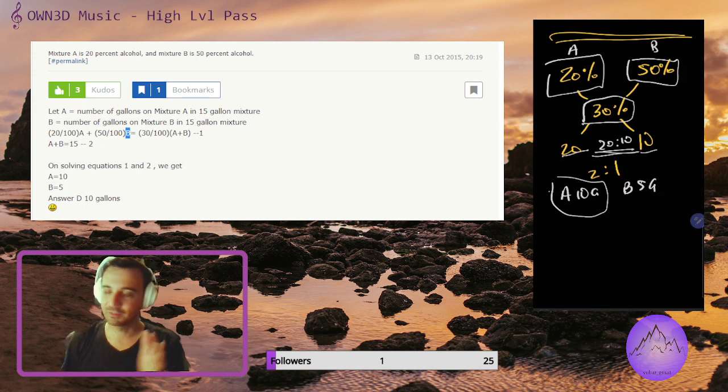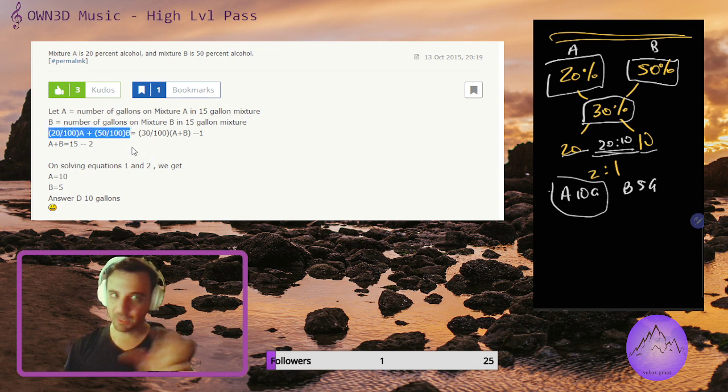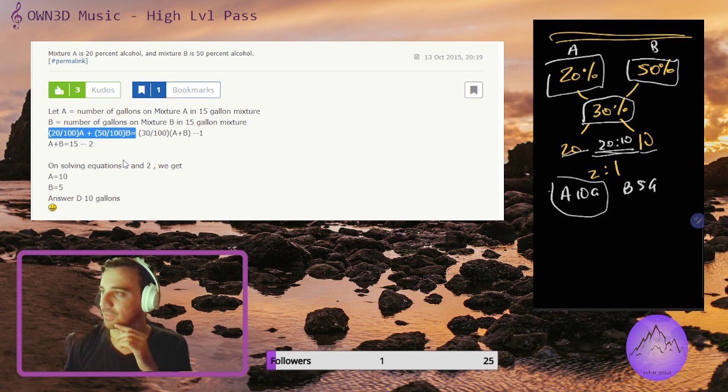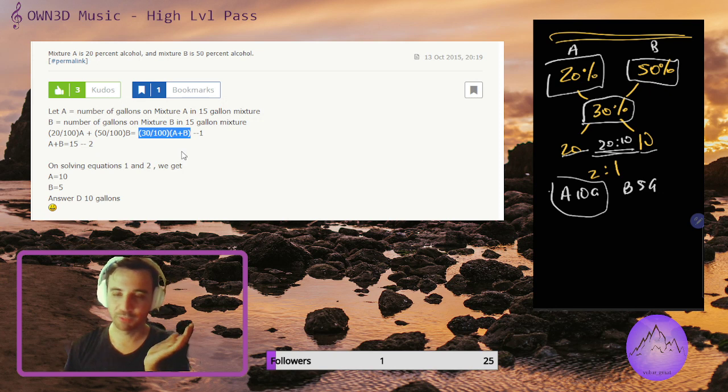So we know A is 20%, B is 50%, and then they're saying, okay, add those two things together, add A and B together, and what you end up with is 30% of A plus B is going to be alcohol. So really this is just referring to, and I think this minus minus one is just saying step one, 30% alcohol. So this is talking about alcohol content, not the total number of gallons. So solving equations 1 and 2, we get A equals 10, B equals 5. Answer D, 10 gallons.